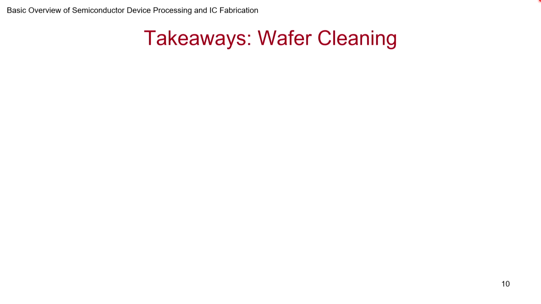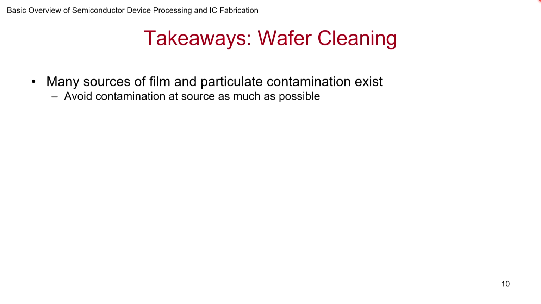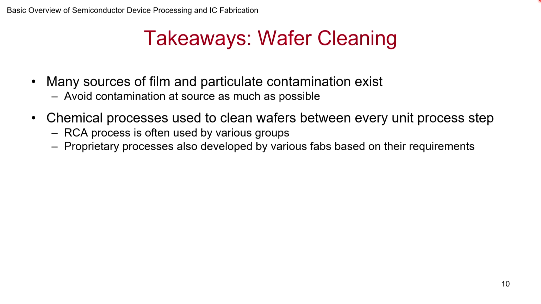So what are the takeaways of wafer cleaning? Many sources of film and particle contamination exist. We want to avoid contamination at the source itself as much as possible. Chemical processes are used to clean the wafers between every step. Every unit step, invariably, there is a cleaning step, because you don't want to bring contamination from the previous equipment to the next one and so on.